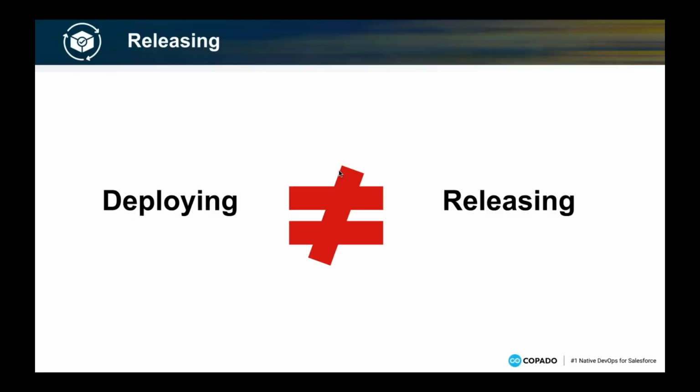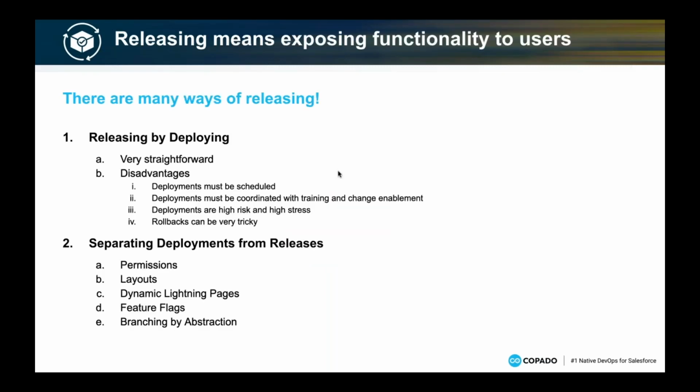Great. So one thing we like to emphasize is that deploying is actually different from releasing. Normally when you do a deployment, for most teams, most of the time, you release by deploying. So you deploy it and then the users have it, and that's great. It's very straightforward, but there's a lot of disadvantages. Deployments have to be scheduled, they have to be coordinated with user training, they could be high risk and high stress, hard to roll back.